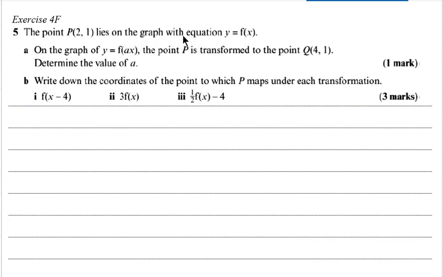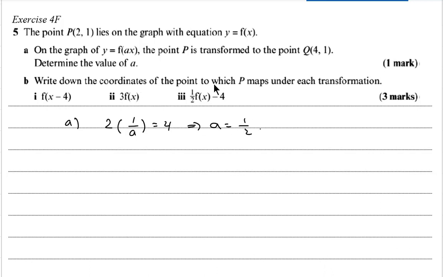Question 5, the point 2, 1 lies on the graph of the equation y equals f of x. On the graph y equals f of ax, the point P is transformed to the point Q, 4 and 1. Determine the value of a. As we said before, the x coordinate here, which is 2, should be multiplied by 1 over a to get what? To get 4. So we can switch: a comes here and 4 comes here. Also a can be half.